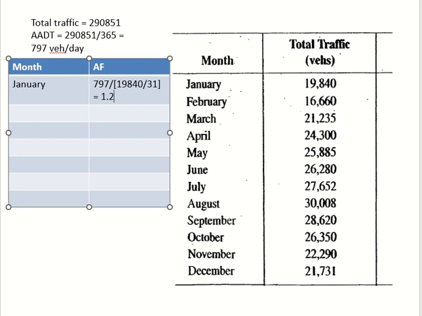This is the average of January. Keep in mind, it is average upon average. The AADT is an average, so you divide by an average. We cannot divide by the total.